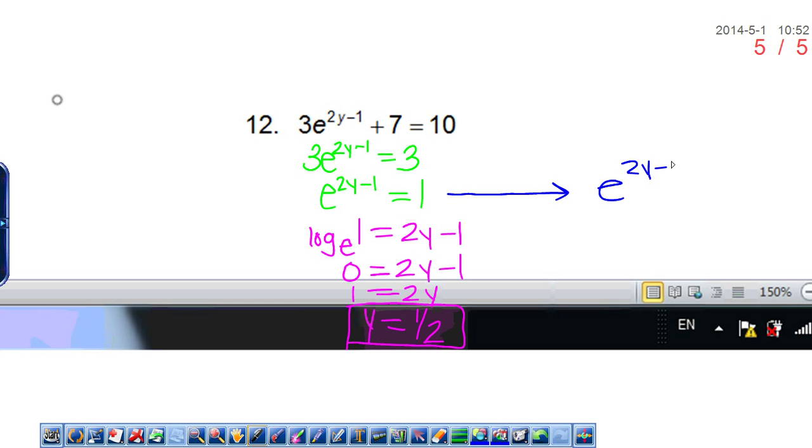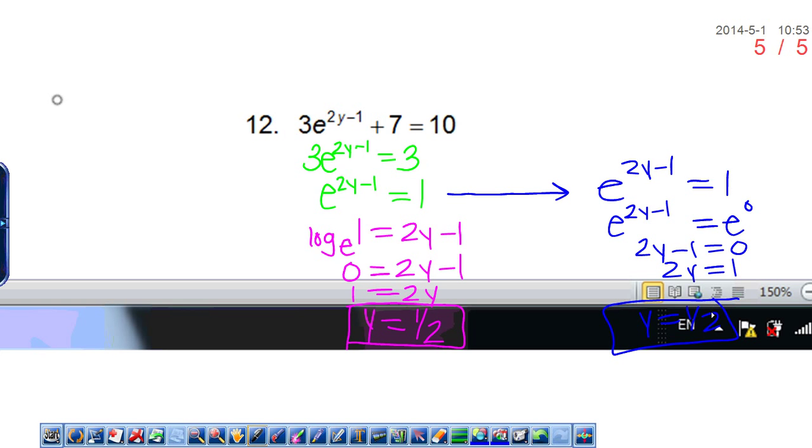Okay, from here, e to the 2y minus 1 equals 1. We could have also gotten the same base. How could I rewrite 1 as e raised to a power? E to the 0 power. And then what are you allowed to do? 2y minus 1. Yeah, set your exponents equal to each other. We get to the exact same place. I don't care which one you use, but I just want you to see that there's some different paths that you can take here. Questions on that?